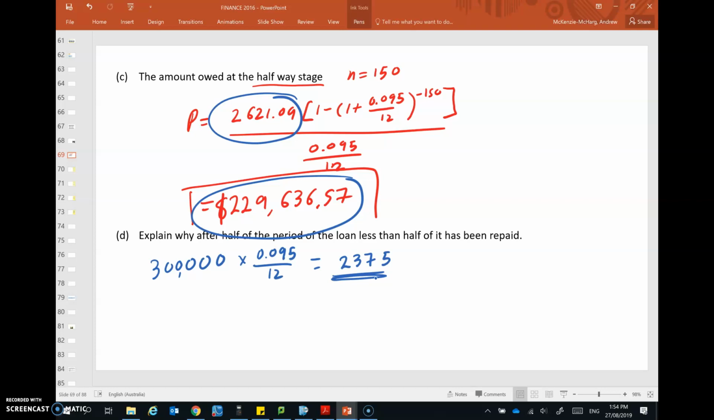When you get down to a very low amount, though, you can imagine that you are paying off most of the principal and there's only a little bit of interest left. So yeah, that's the essential reason for that one.